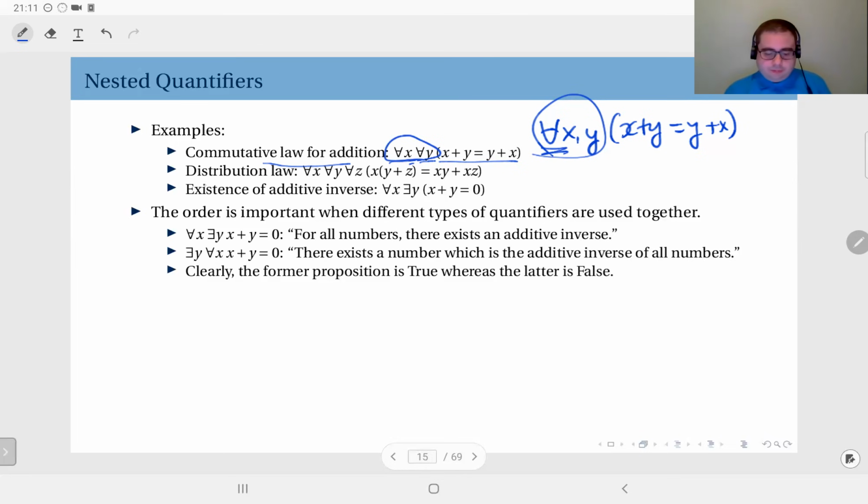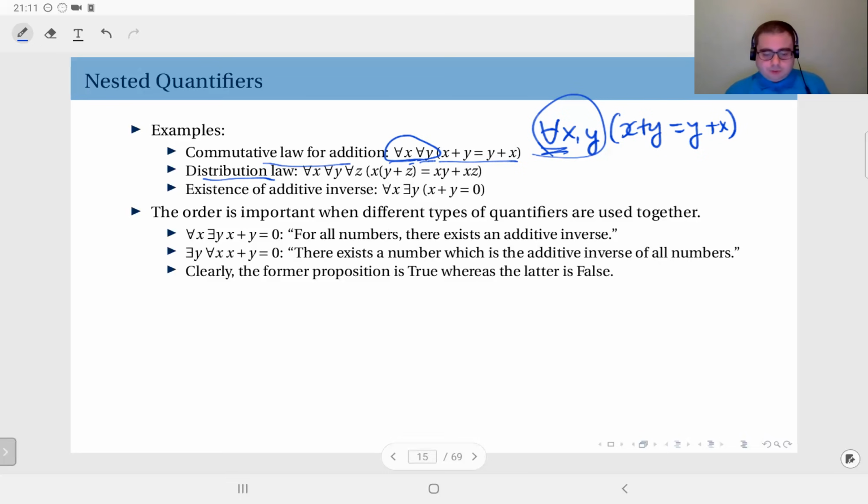The next example is the distribution law, again, of multiplication over addition. So here we have actually three variables: for all x, for all y, for all z, x times (y plus z) equals x times y plus x times z. Okay, so this is how you state the distribution law in first order logic.